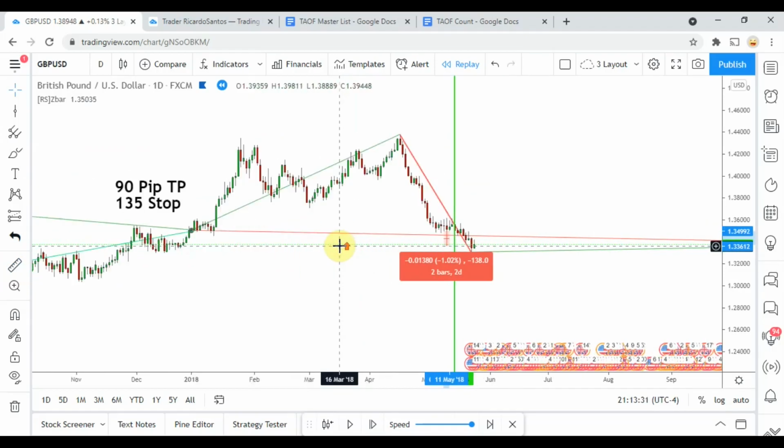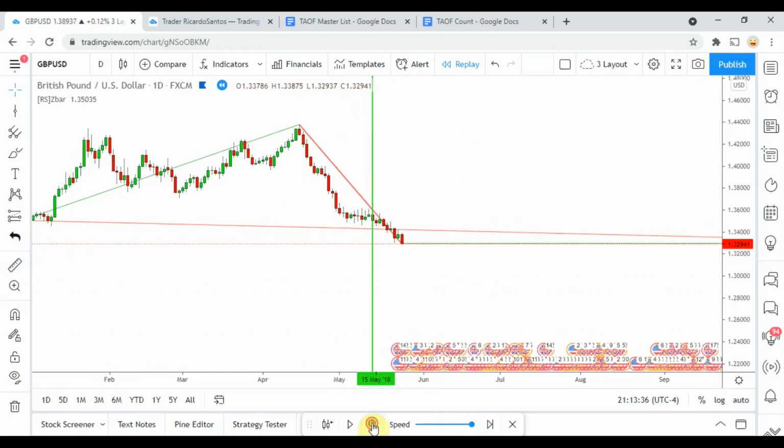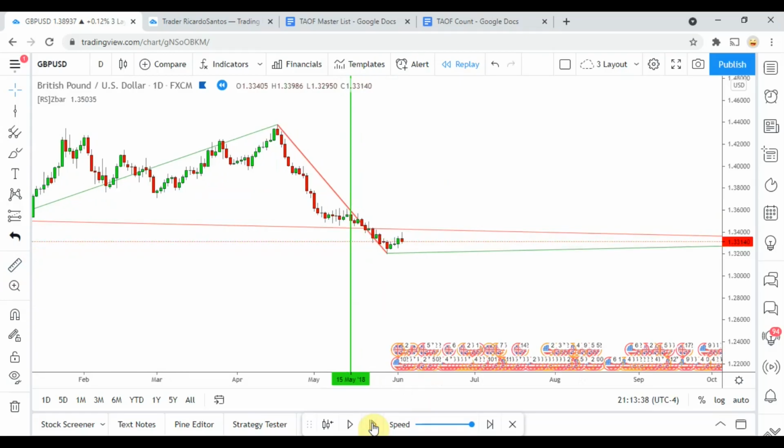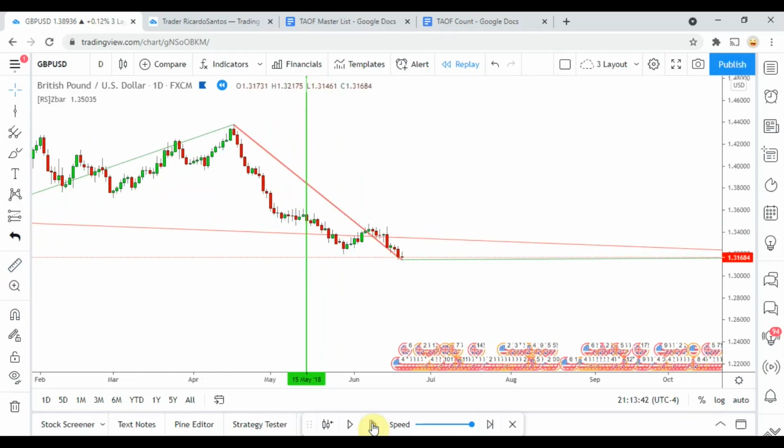We didn't get stopped out right there. Nope, we did not get stopped out. And so that would be a short signal there and a profitable short signal. Let's go ahead and continue on with it here.